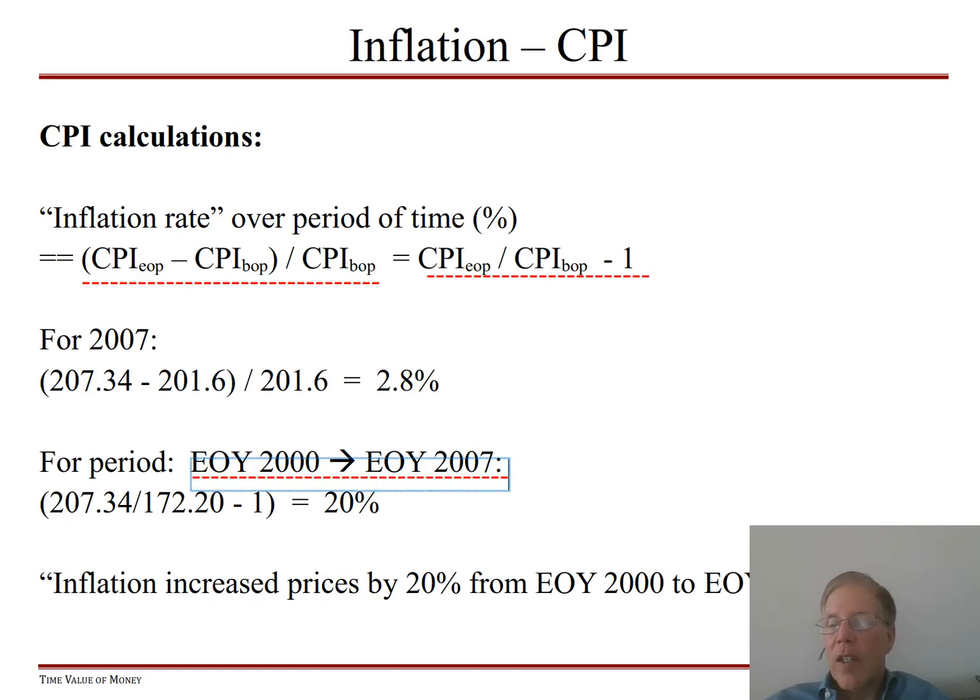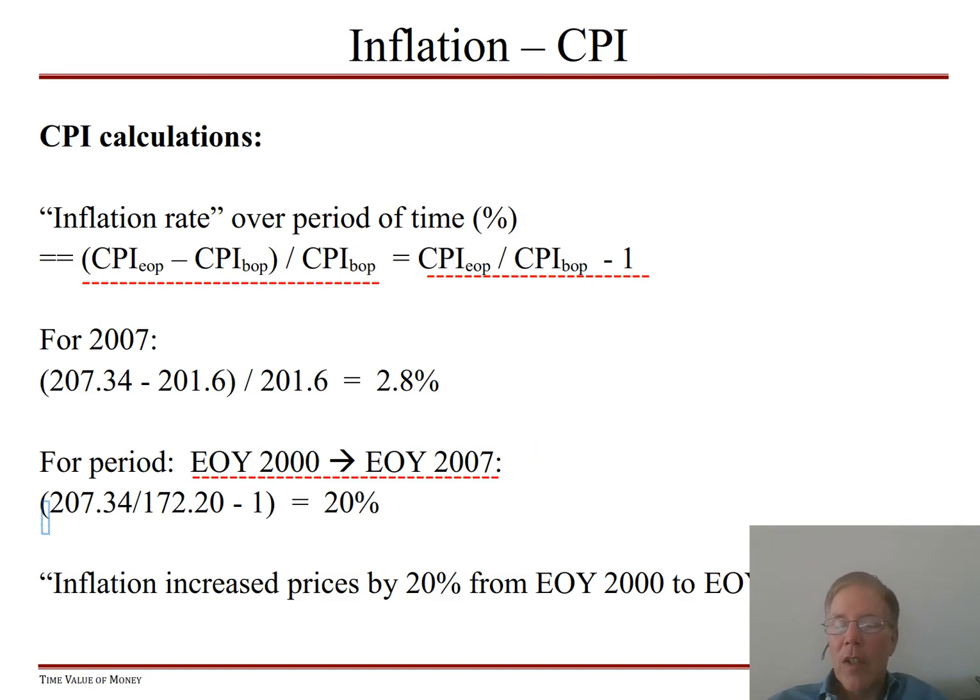There's no law that says that we have to compute inflation rates only annually. The inflation police won't come around and arrest us if we look at the rate of inflation from, say, end of year 2000 to end of year 2007. So we could compute that.